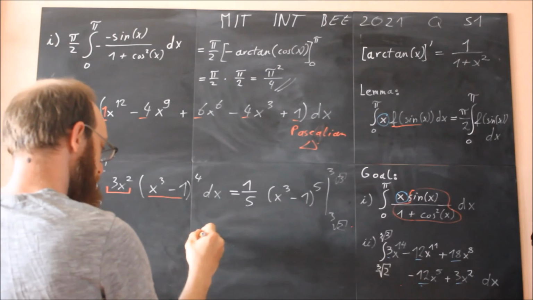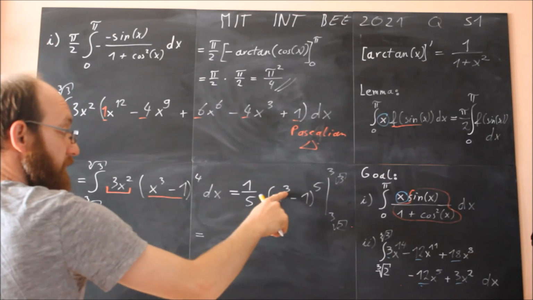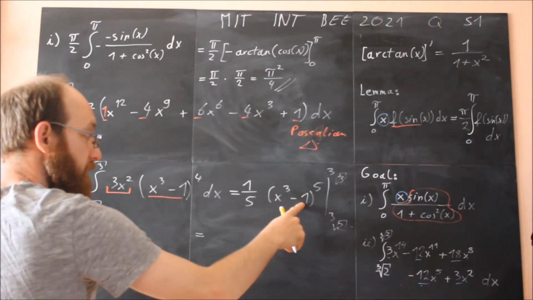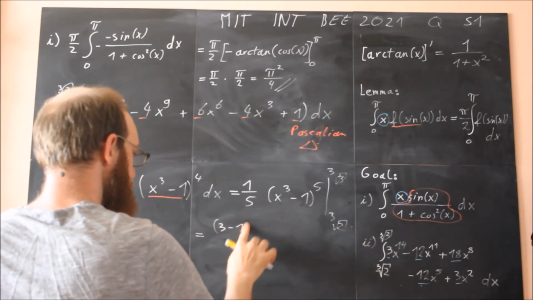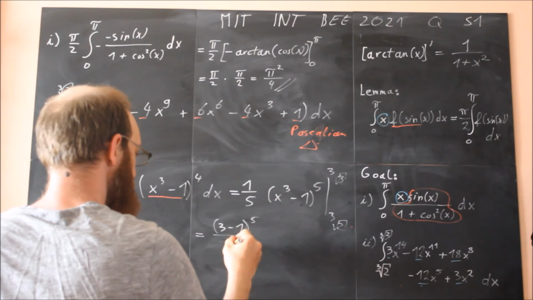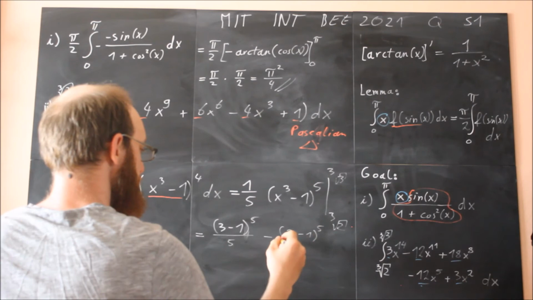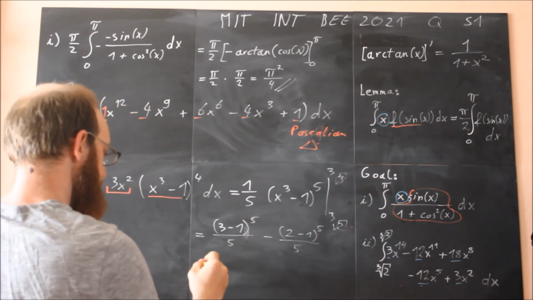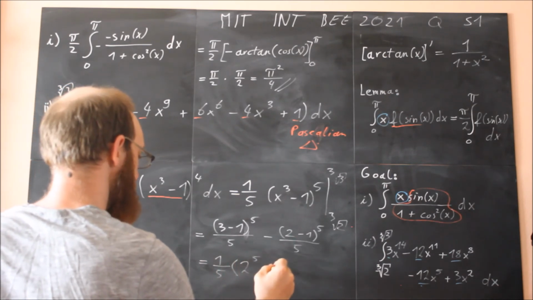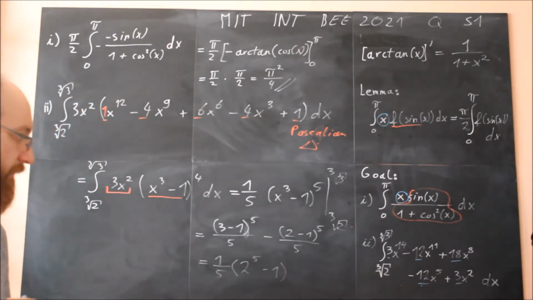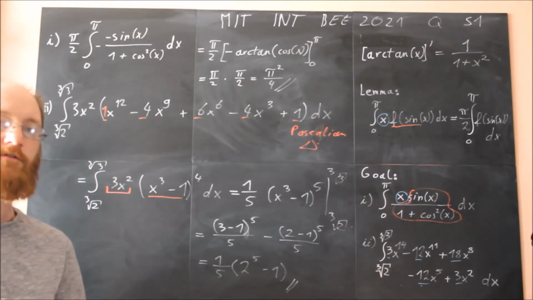And then if we plug in upper bound, cube root 3 cubed is 3, 3 minus 1 is 2, so 3 minus 1 to the 5th over 5 minus 2 minus 1 to the 5th over 5, so the final result is 1 over 5 times 2 to the 5 minus 1. Yeah, this is the solution to the second integral.